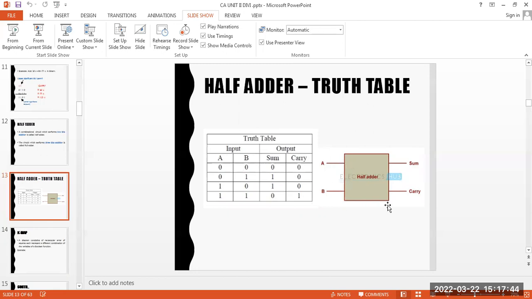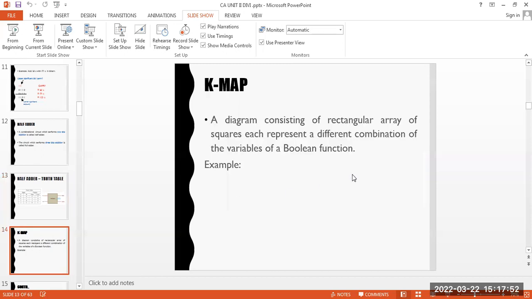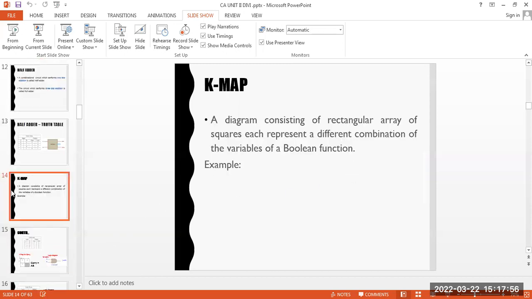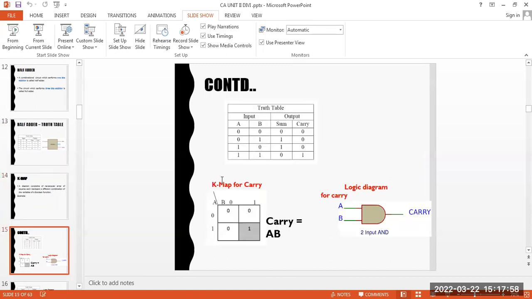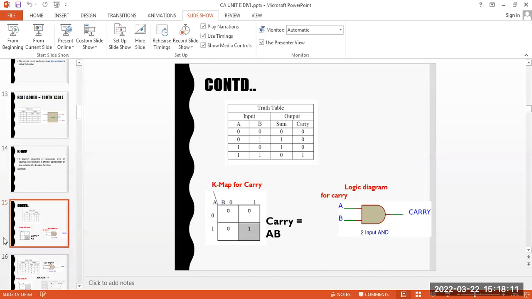This is the block diagram of the half adder: two inputs A and B, and finally we get sum and carry. This is a K-map. It is used to identify the Boolean function for the half adder. We identify it from the truth table, calculate the K-map, and then find the logical diagram. AND gates are used to build the logical diagram for the half adder.